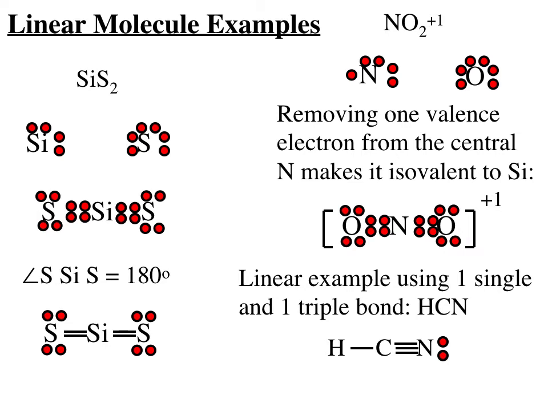Look at a couple examples of linear molecules. We'll begin with silicon disulfide, SiS2. Silicon is in column 14, 4-dot Lewis dot structure. Sulfur, column 16, 6-dot Lewis dot structure. The simplest one to fix up is sulfur. Sulfur needs, of course, a complete octet. Sulfur needs two more electrons. Each sulfur gets the two more electrons from the central Si. So Si puts two into the sharing bond towards each sulfur.